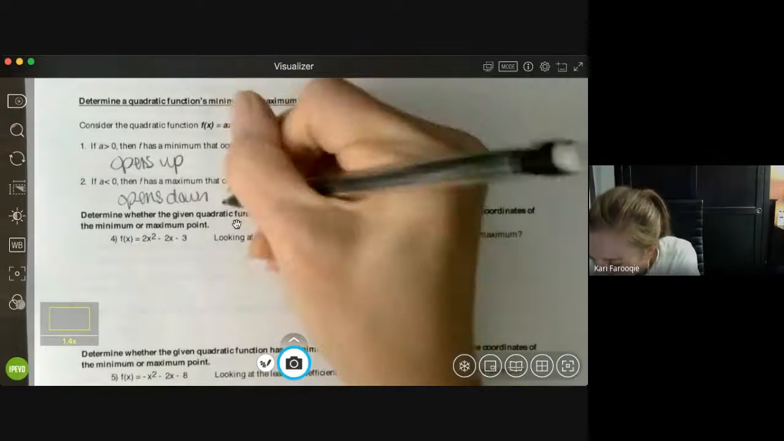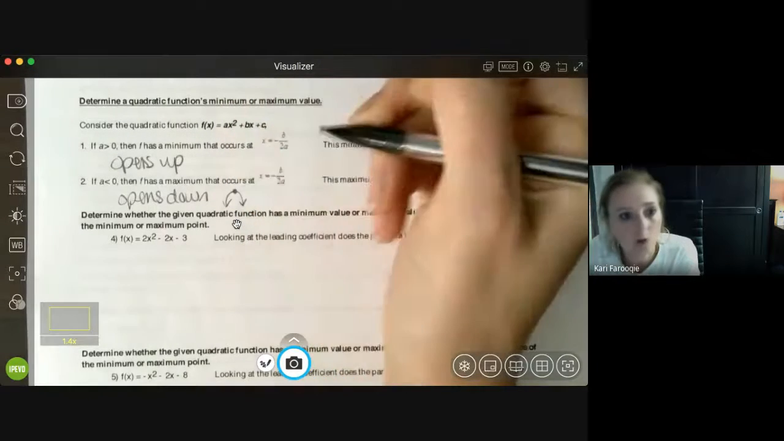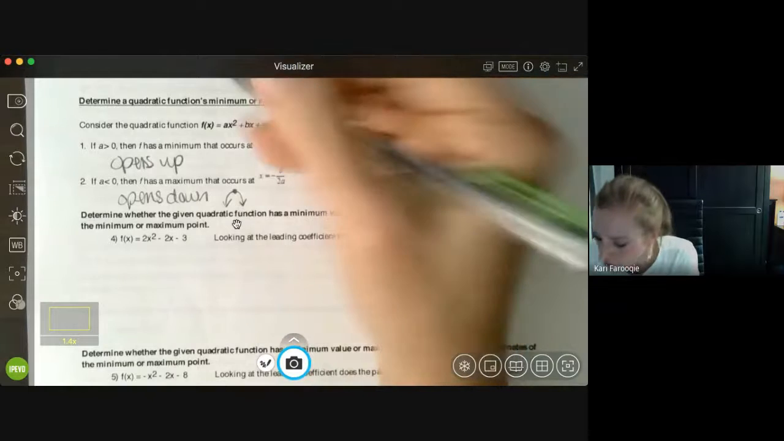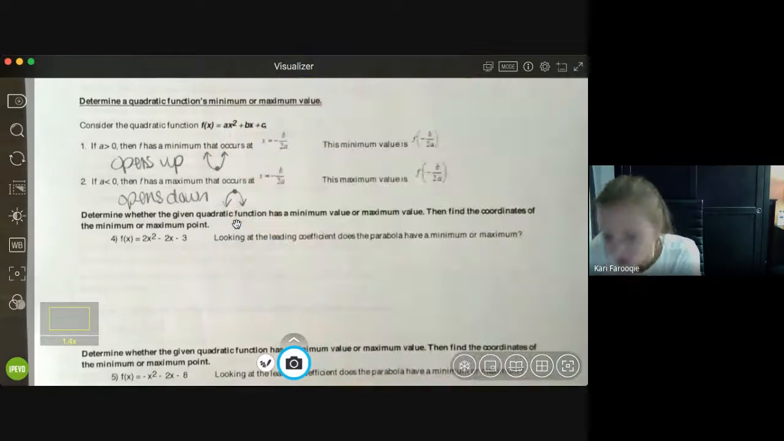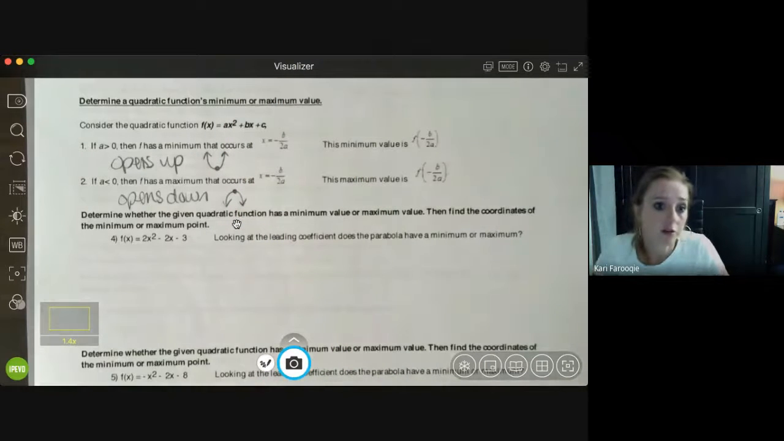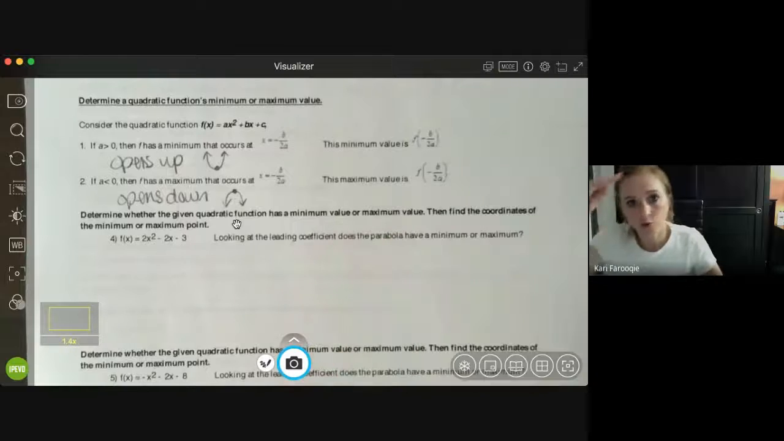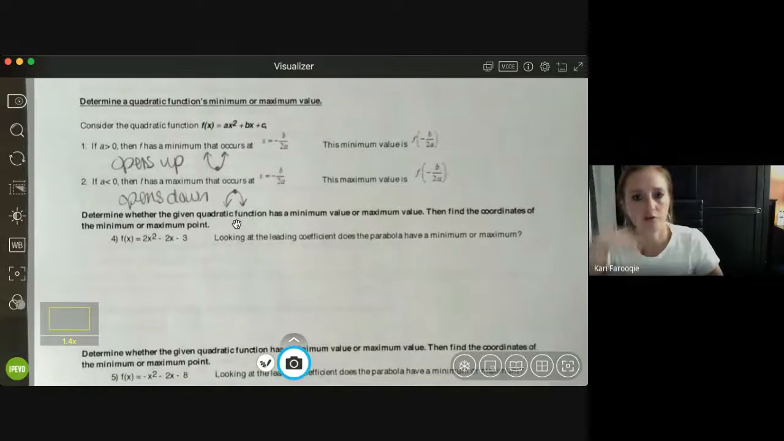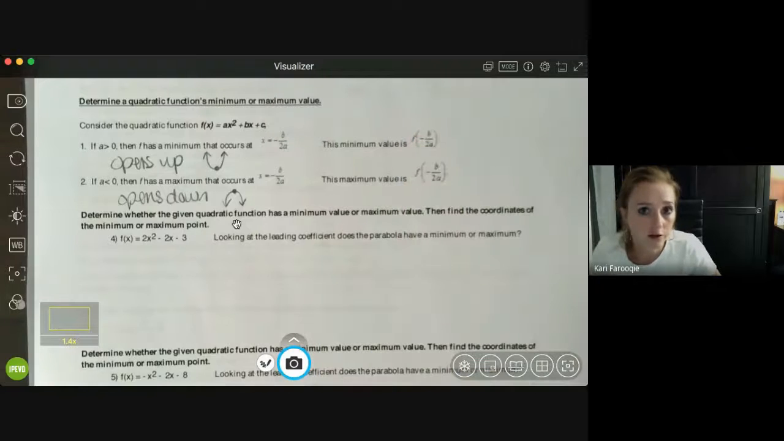So that should make sense. Your graph opens down. You've got this maximum value that's occurring at the vertex. If your graph opens up, then you've got a minimum value that's occurring at the vertex. So the minimum value occurs at the x value of the vertex. The minimum value is whatever that y value is as you go up or down. So that would be the y coordinate of the vertex.